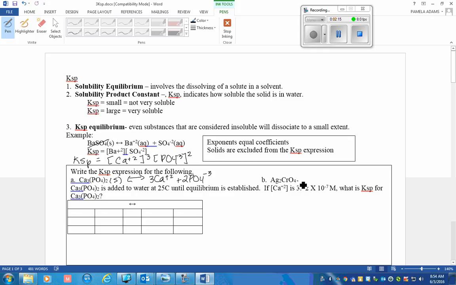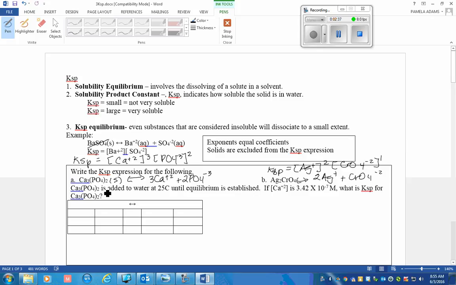Silver chromate, when it dissolves, breaks into 2 silver ions and 1 chromate ion. Its equilibrium expression shows the silver ion being raised to the 2nd power and the chromate ion to the 1st.